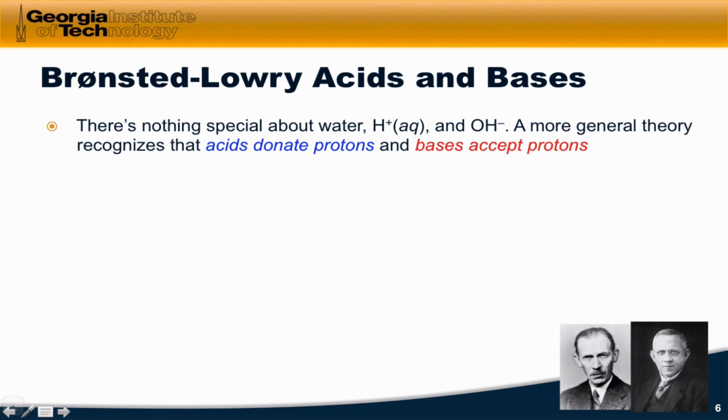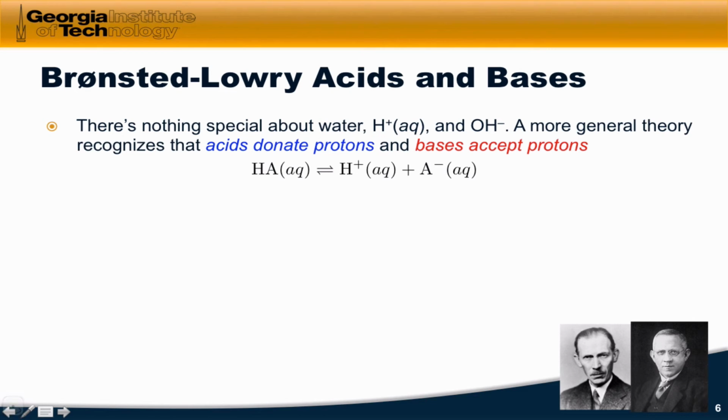The Arrhenius definition was useful for understanding effects on hydronium and hydroxide concentration of acids and bases, but Bronsted and Lowry took this definition a step further and said there's nothing really special about water, hydronium, and hydroxide. A more general theory of acids and bases recognizes that acids donate protons while bases accept protons. Under this more general paradigm, we can actually only follow protons as they get moved from acids to bases.